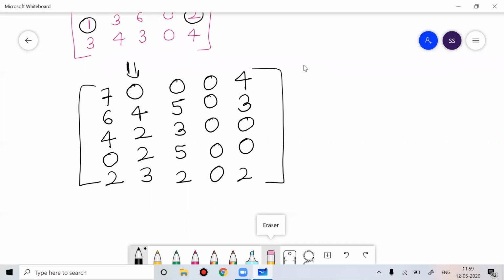Anyone have any doubt till now? Please write in the chat box if anyone wants to ask anything. Before I proceed, anyone have any doubt? Please ask me.